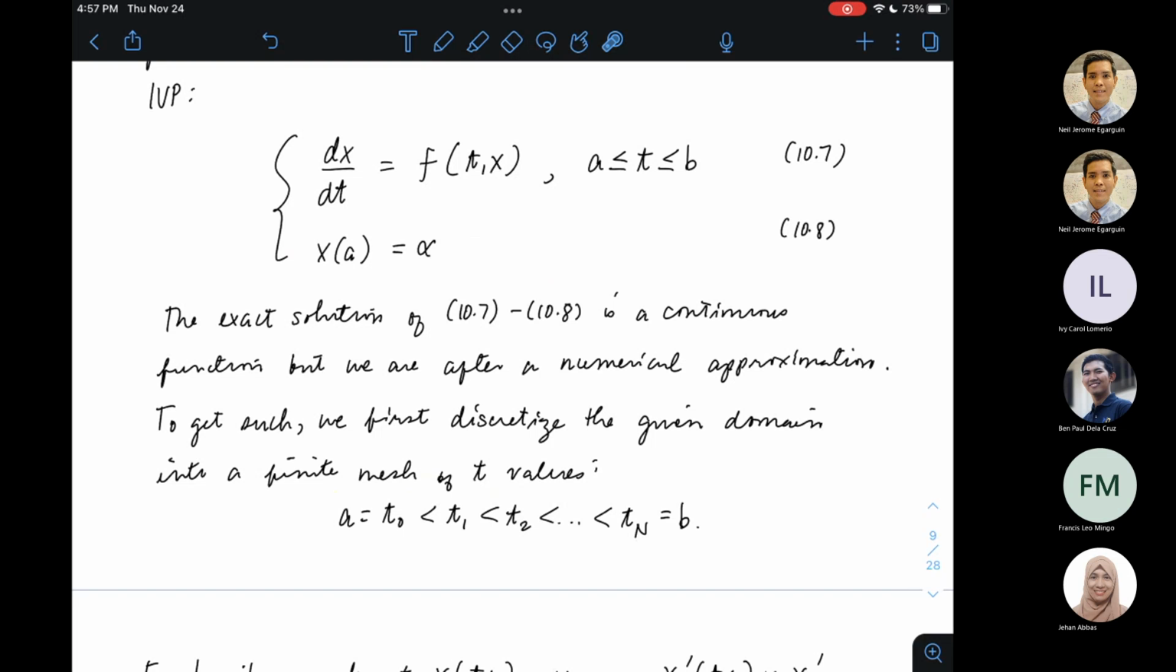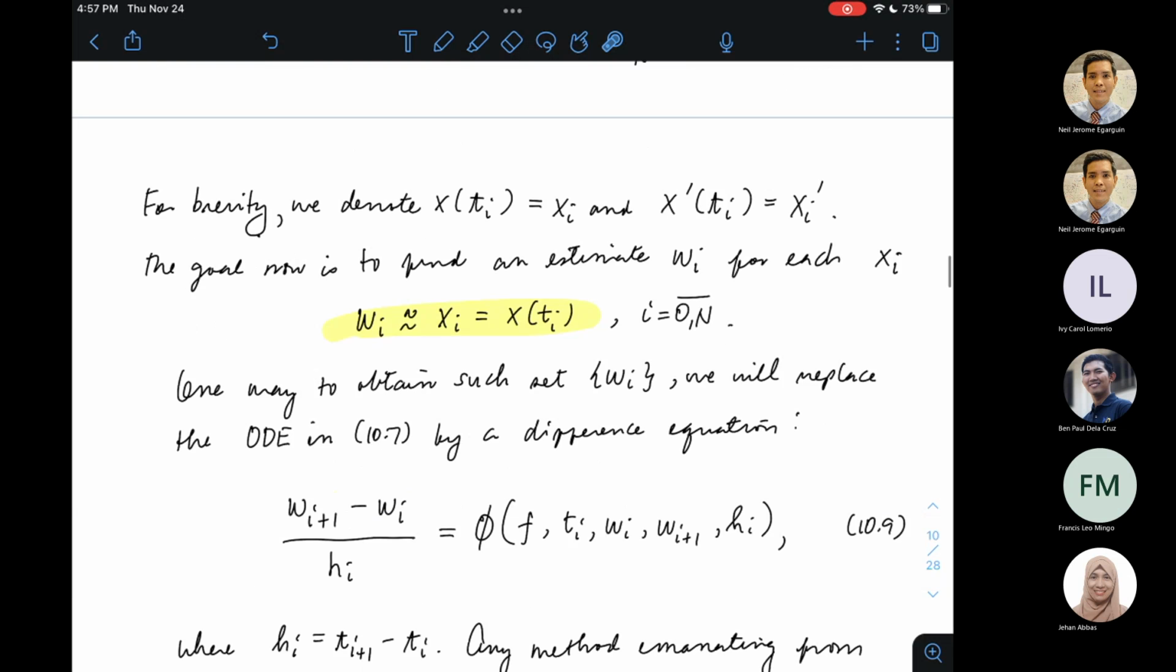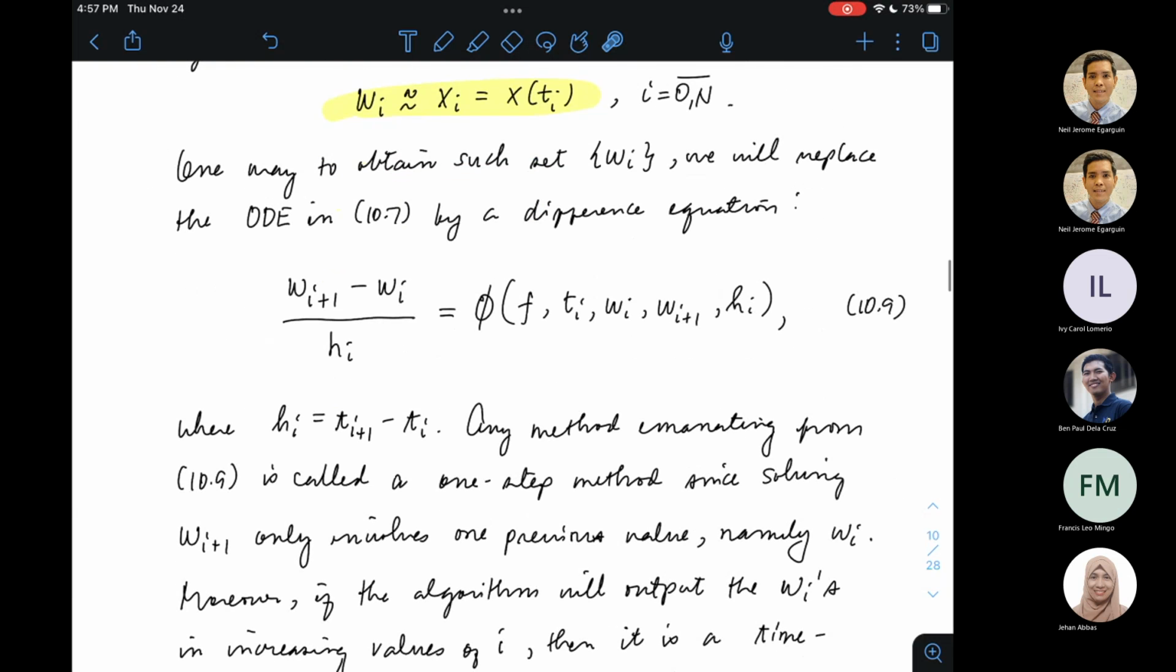And then we know W sub 1 will give us W sub 2, and so on. Kaya siya marching algorithm at one step. Okay. Now, there's another thing here, just to finish all of those definitions.